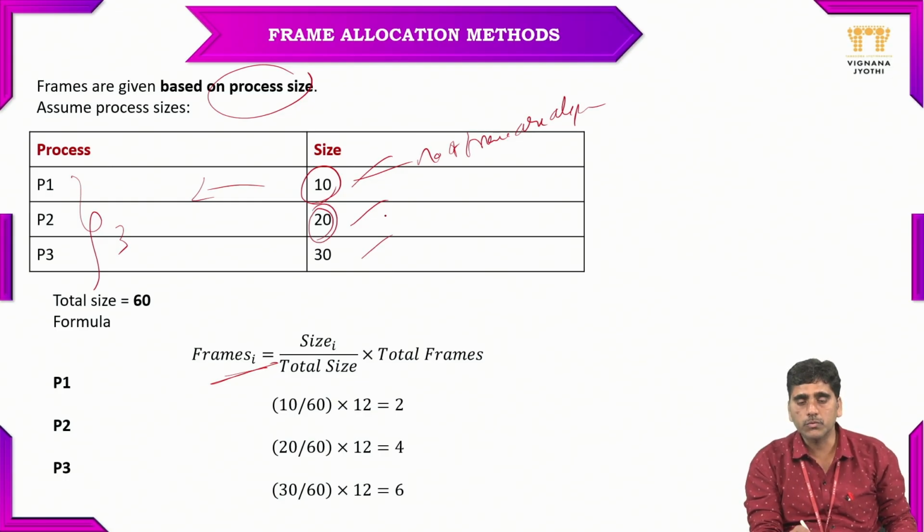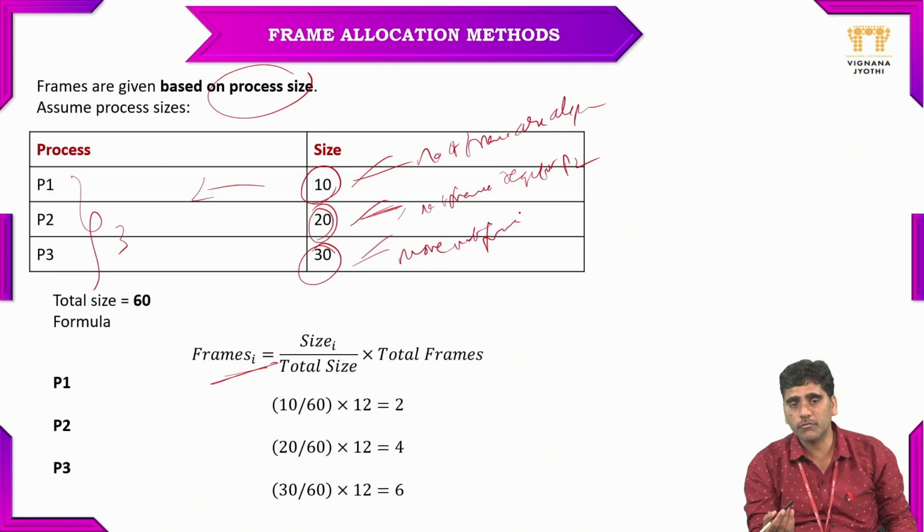Similarly for P2, the size is 20, which is greater than P1. How many frames are required for this P2? Because it is a higher order size than P1. And similarly P3 has 30 kb, which is higher than both P1 and P2, so it requires more frames. But exactly how many frames are required for each process, that we need to calculate.